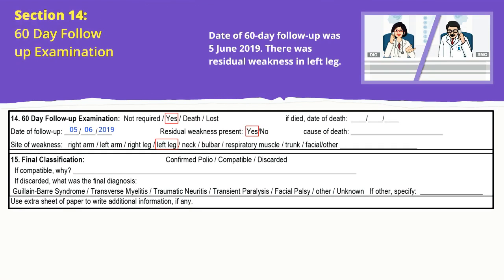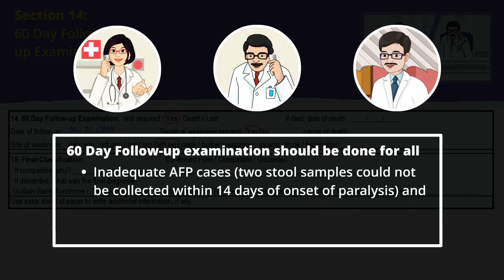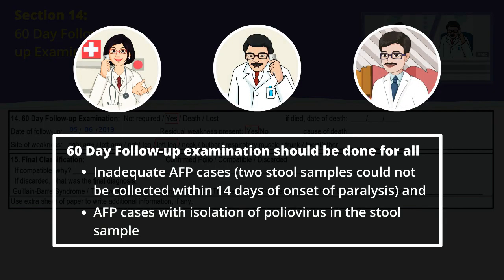DIO or SMO or nodal officer should conduct the 60-day follow-up examination for inadequate cases and poliovirus cases to see whether residual weakness is present or not. This is an inadequate case as sample was collected after 14 days of onset of paralysis.